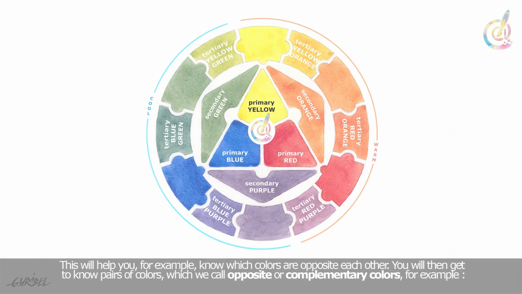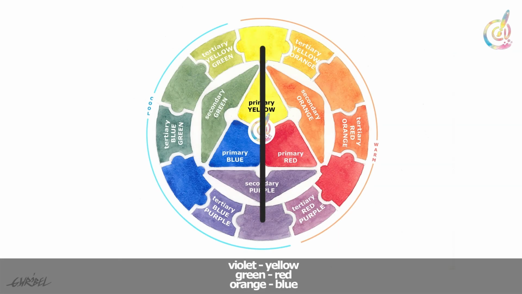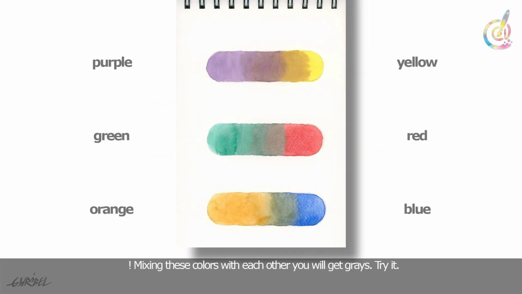For example, violet and yellow, green and red, orange and blue. Mixing these colors with each other, you will get grays. Try it.